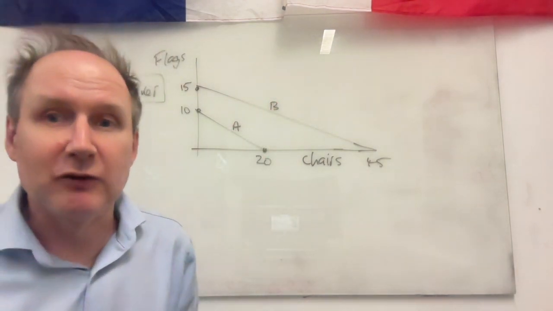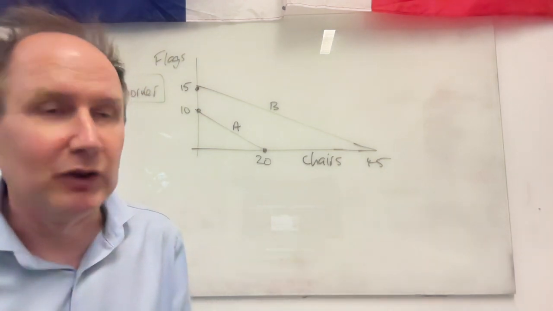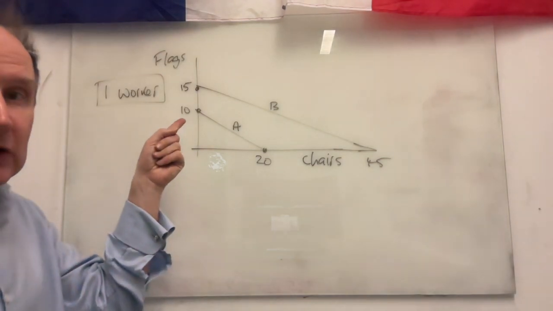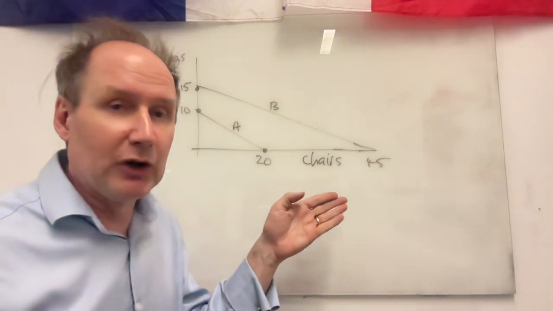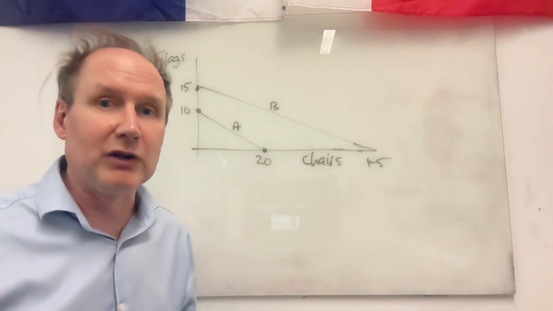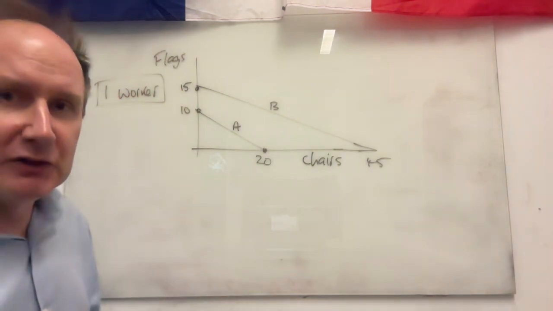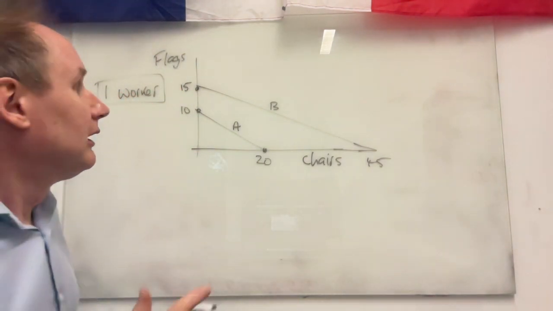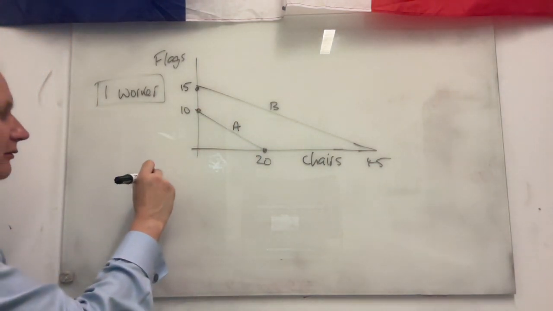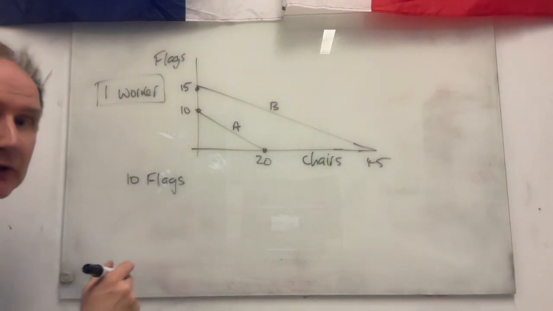So the first thing you'll note is that country B has absolute advantage in both. Output per worker in flags is 15 in country B versus 10 in country A. Output per worker of chairs in country B is 45. It's only 20 in country A. However, the opportunity cost ratio is different in each country. In A, we can see that they can produce either 10 flags. If they produce 10 flags, then they can't produce 20 chairs.